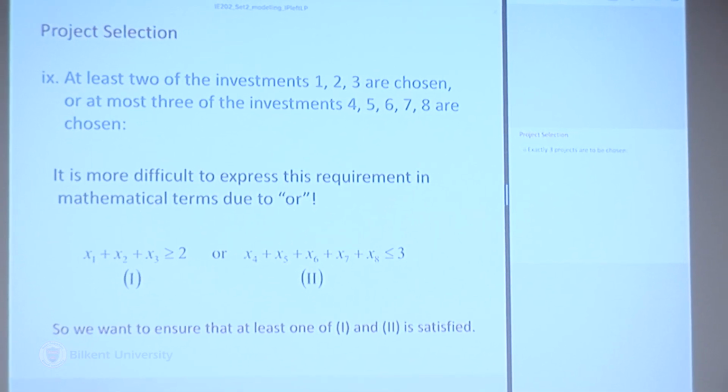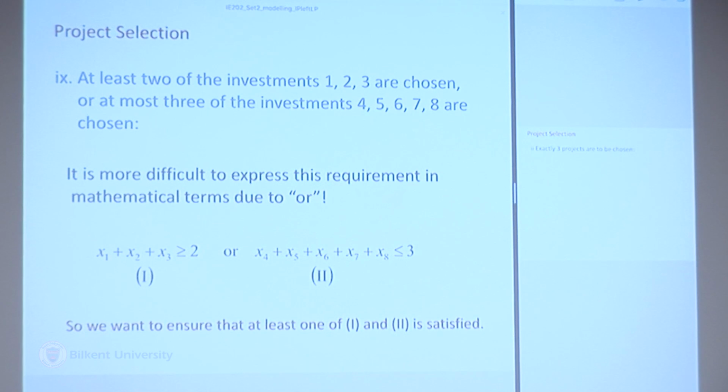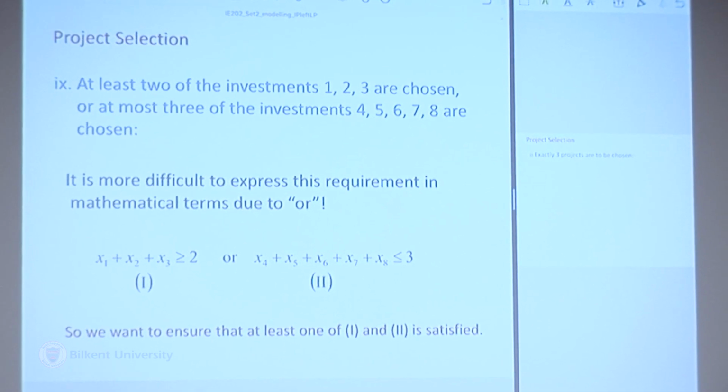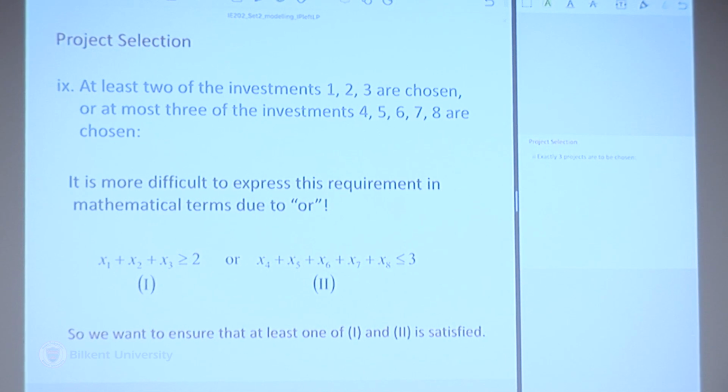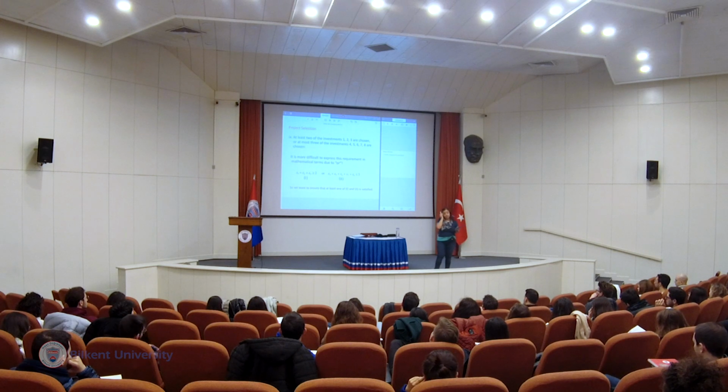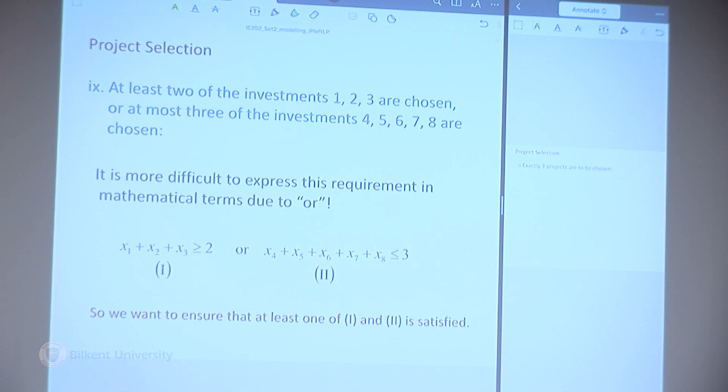If it was and, it's easy, yeah? You write both of them. You want x1 plus x2 plus x3 greater than or equal to 2, and you want 4, 5, 6, 7, 8 less than or equal to 3. All right. But it's not and, it's or. So we have to model the situation where either this or the other one is true. Now, first convince yourselves that this number 9 cannot be done like the ones we did up until now. We can't say their sum is greater than 2 and plus whatever. This requires a little bit more trick.